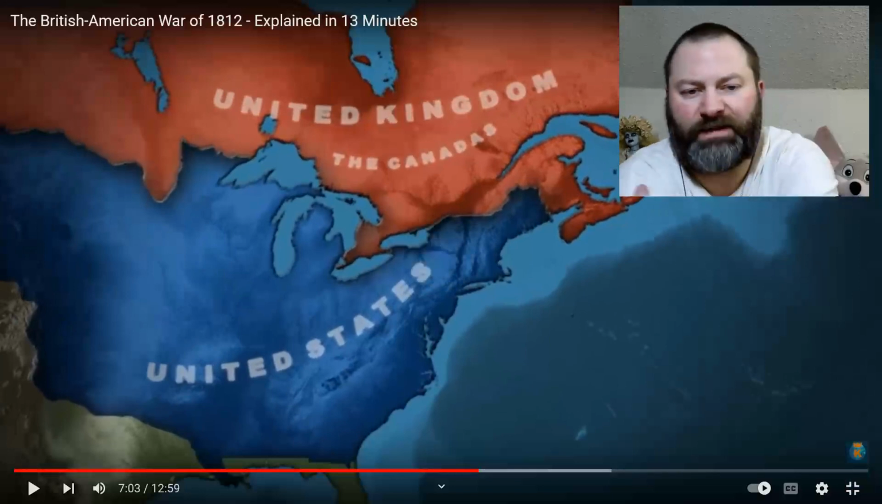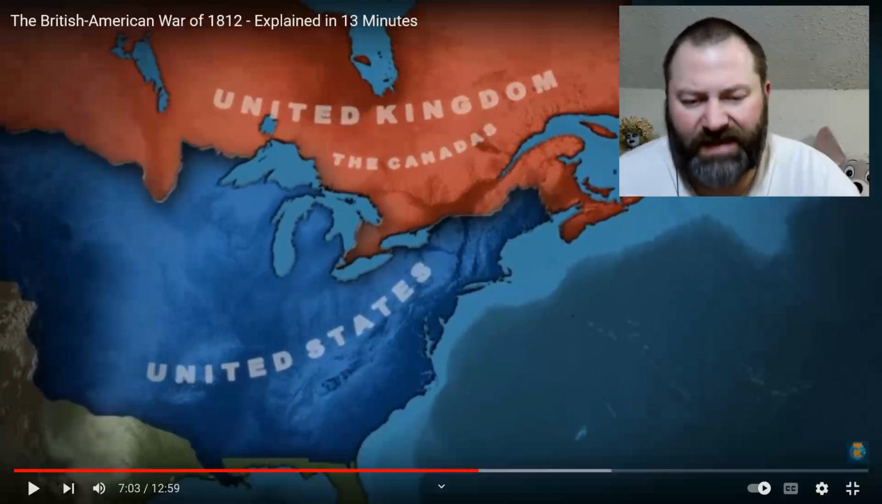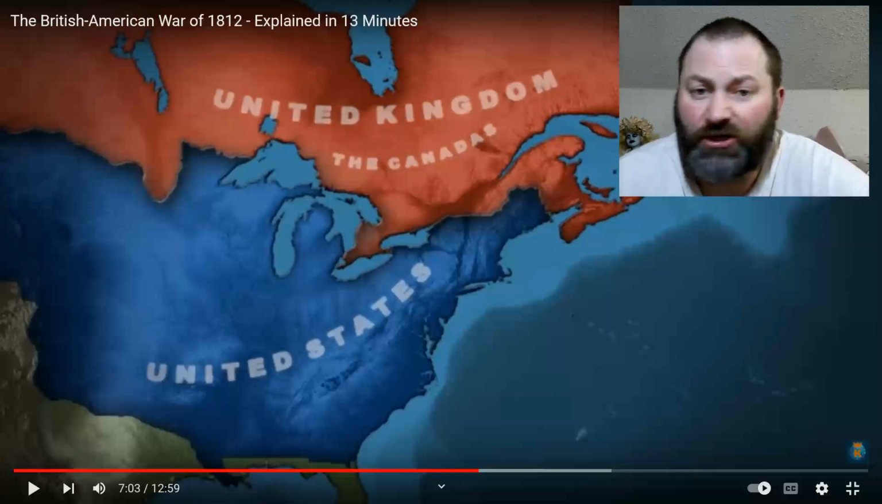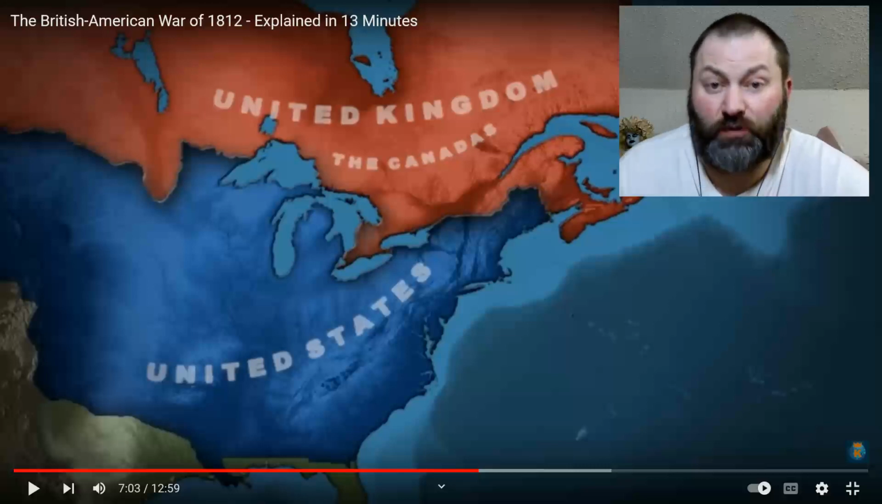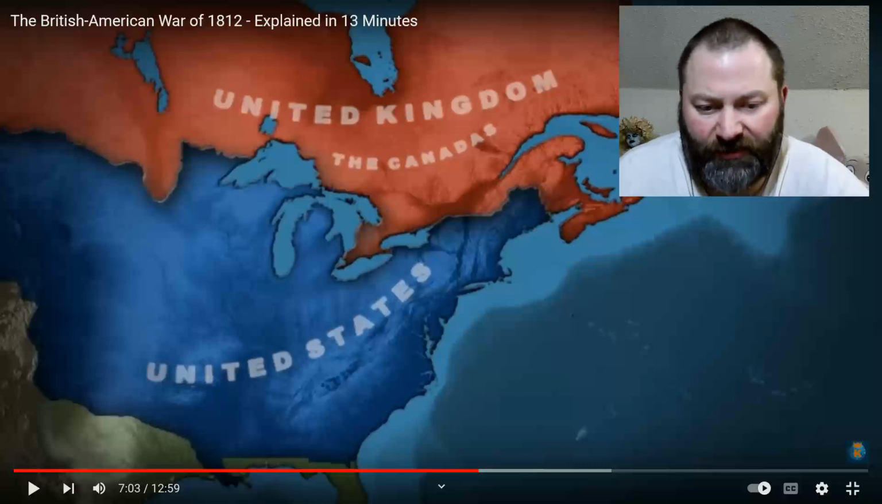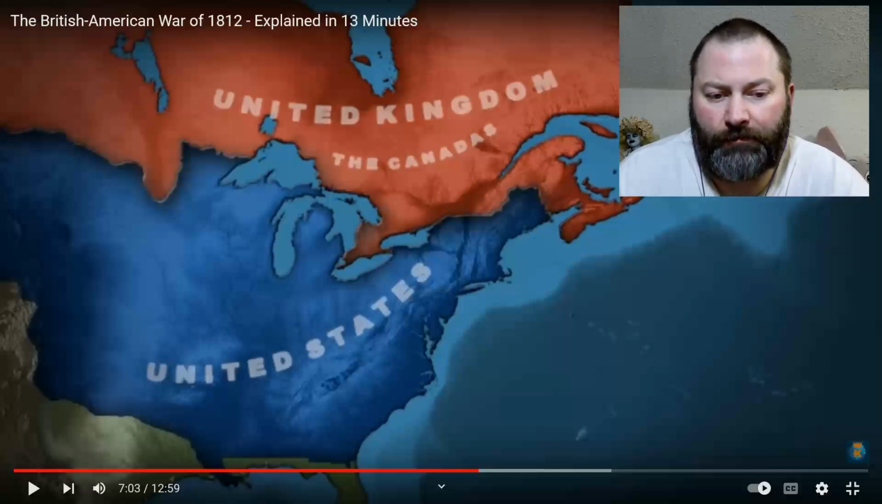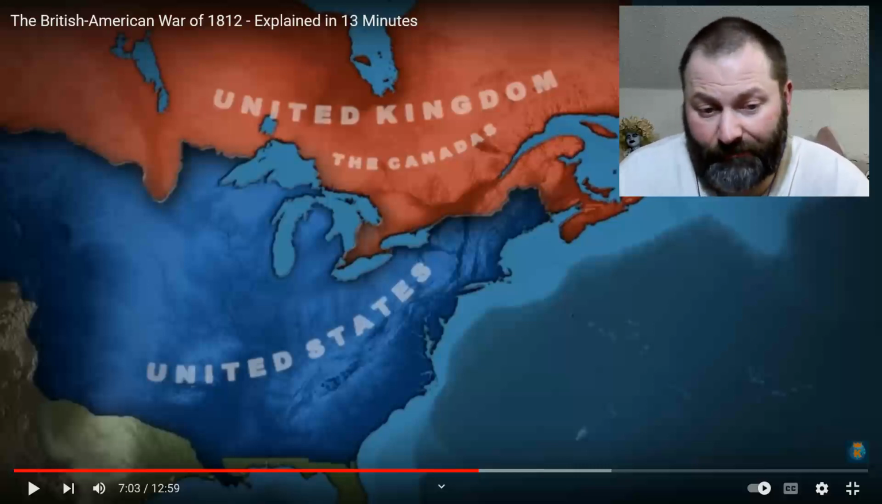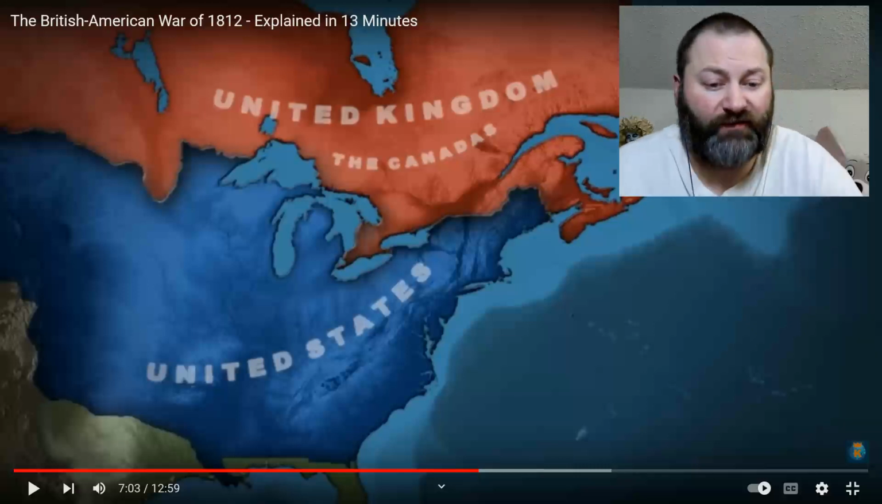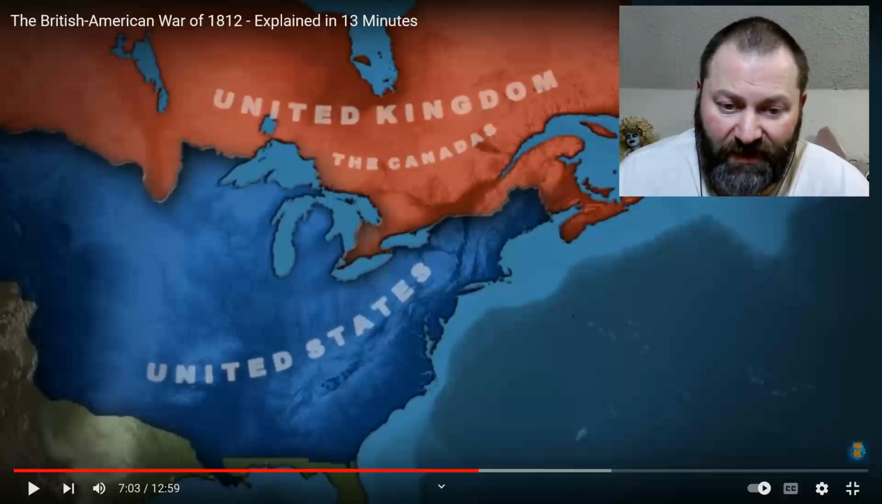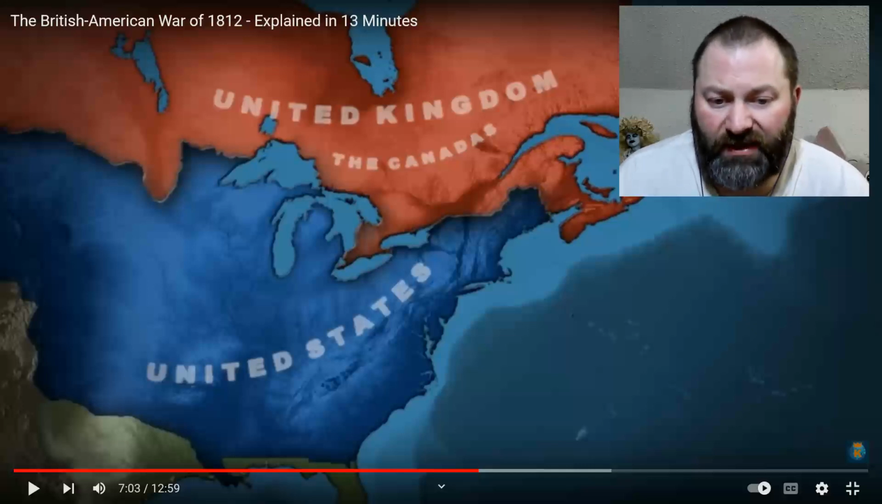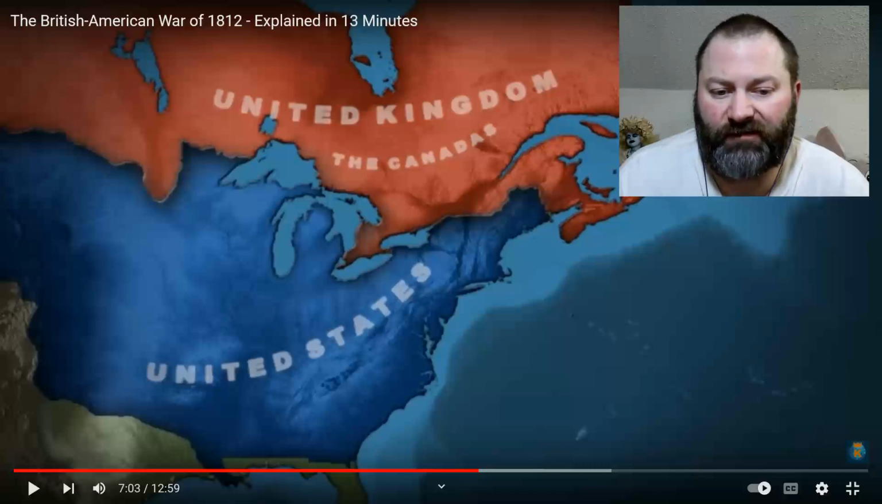The Battle of Tippecanoe, by the way, was led by future 9th president, shortest span in history, 30-some days. William Henry Harrison, who was, as he liked to call himself, the Washington of the West. But the Battle of Tippecanoe was the death of Tecumseh, the Native American leader.